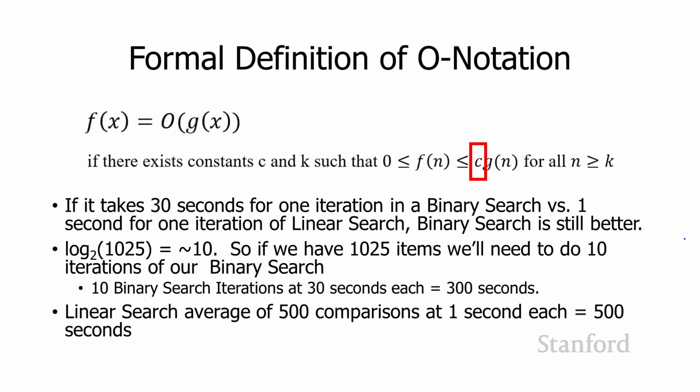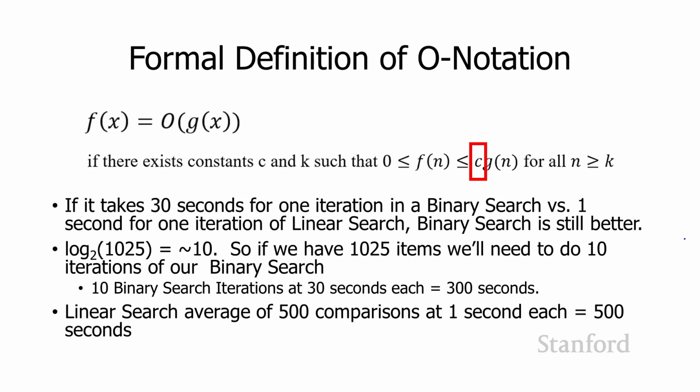So again, assuming 30 seconds for an iteration of binary search, 1 second for an iteration of linear search, it turns out that if we have 1,025 items and we take log to the base 2 of 1025, I get approximately 10. So this means that if I have around 1,025 items, on average, I'm going to need to do 10 iterations of our binary search. If it takes 30 seconds for each iteration of our binary search, it's going to take 300 seconds to process all 1,025 items.